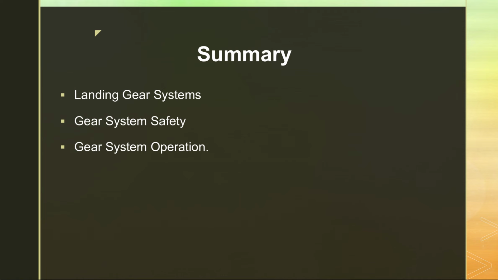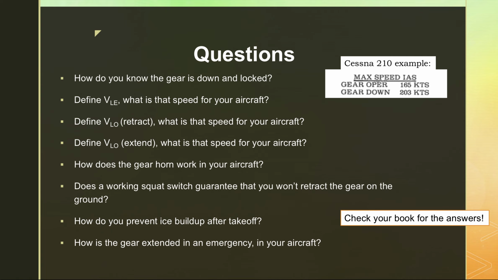All right, so that's probably it for today. As you're testing yourself, I'm not going to give you the answers to these right here, but before you go fly a complex aircraft, you need to know it. So these are some questions we talked about, some questions you need to know about your aircraft. Here's your Cessna 210 example. VLO is 165, VLE is 203.